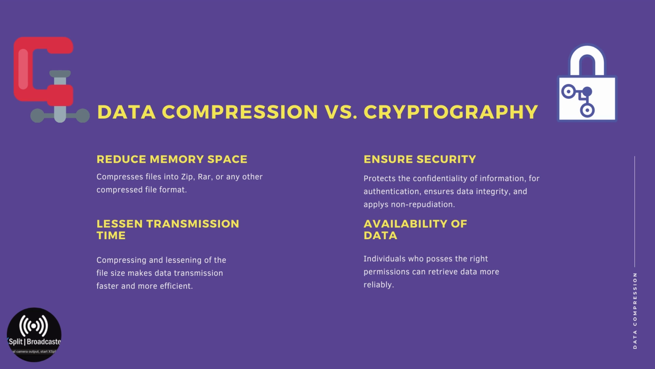Data compression and cryptography are similar because they both encode and decode data, but what is the difference between the two? Data compression's goal is to first of all reduce memory space by compressing and formatting files into compressed file formats such as zip or RAR. And secondly is to lessen transmission time of data. This in turn makes data transmission faster and more efficient.